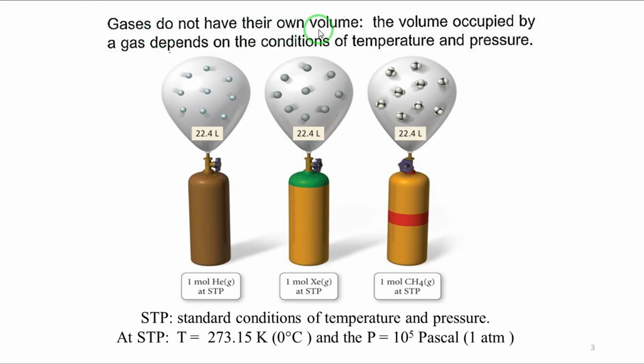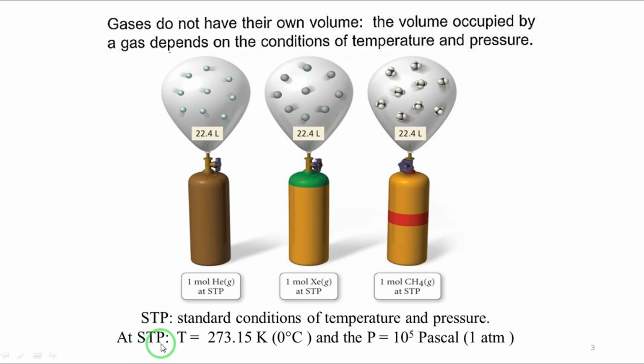Gases don't have their own volume. The volume occupied by a gas depends on the conditions of temperature and pressure. Scientists discovered that 1 mole of any gas occupies 22.4 liters at a specific temperature and pressure. They call these temperature and pressure the standard conditions of temperature and pressure, or STP. So STP stands for the standard conditions of temperature and pressure.